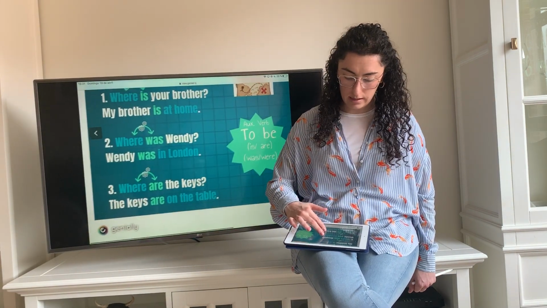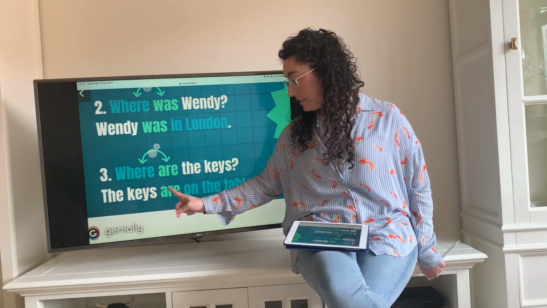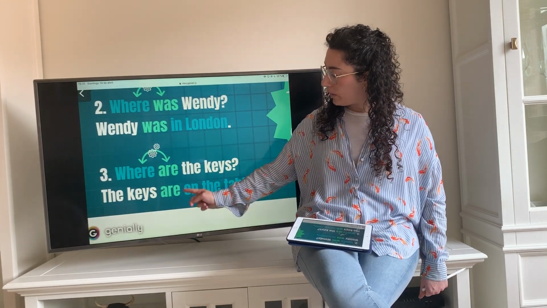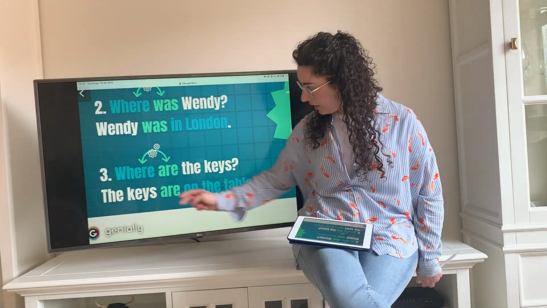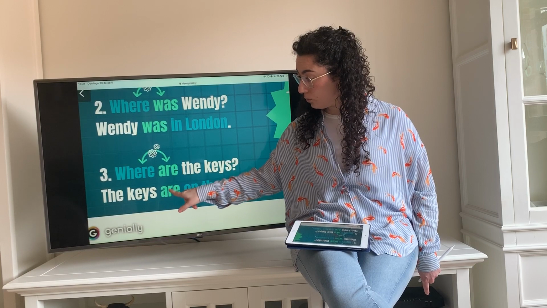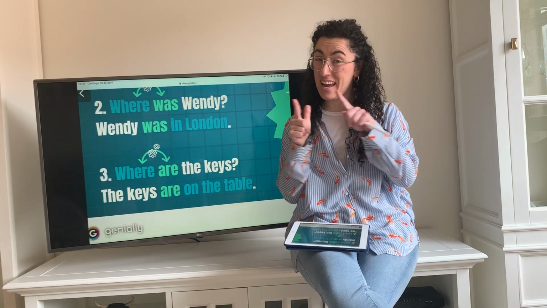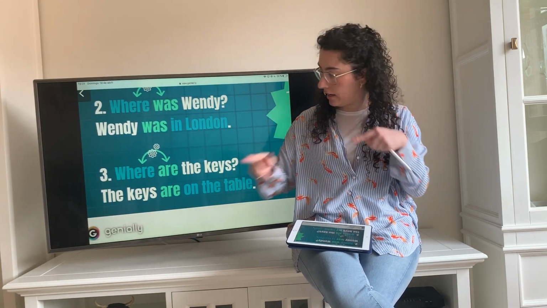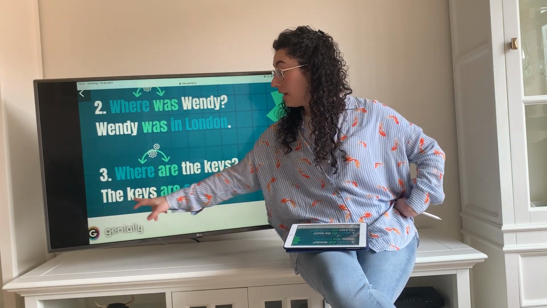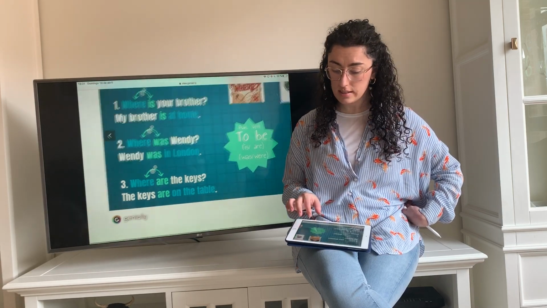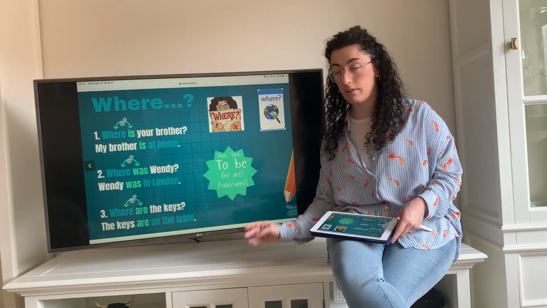Then the next one says, where are the keys? The keys are on the table. We can see that "on the table" is the place, so we are changing "on the table" for "where". Then we put the auxiliary verb "are" together. They are best friends and they need to work together. So, where are the keys? The keys are on the table. Do we understand? These are examples for the verb to be as an auxiliary verb.